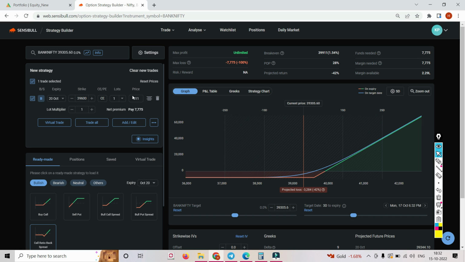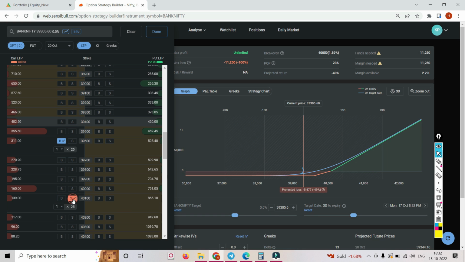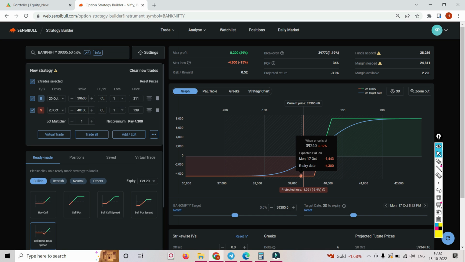Point number 1. The moment I capture this 50 rupees premium, what is the strike? 39,600, right? I'll buy 500 strikes. 1 2 3 4 5. That's it. Sorry, I'll sell this to convert it back to my debit spread. But do you see this loss? No, because this has become 360 by that time.